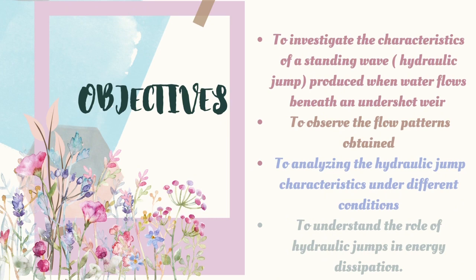The objectives of this experiment are, first, to investigate the characteristic of hydraulic jump produced when water flows beneath and under a sluice gate. Second, to observe the flow patterns obtained. Third, to analyze the hydraulic jump characteristic under different conditions. Fourth, to understand the role of hydraulic jump in energy dissipation.